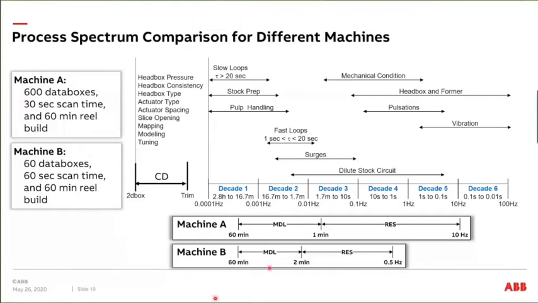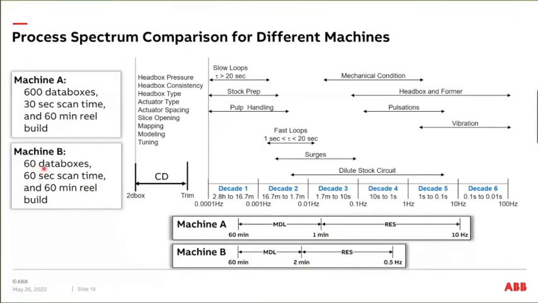You will see that the 60-minute real build time is one boundary. You'll notice that the MDL breakpoint is 1 minute to 2 minutes between the two machines. The residual is quite a bit different. If you've got the residual on the 60 data boxes, you might say, well, I don't have any machines that do 60 data boxes, but I've seen some even recently that do 120 for VPA.